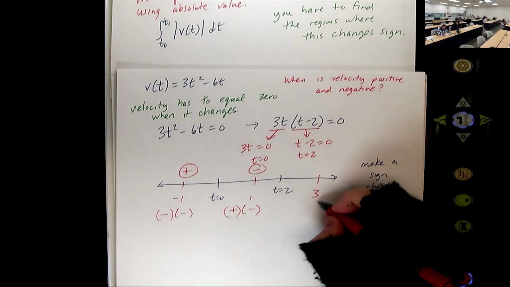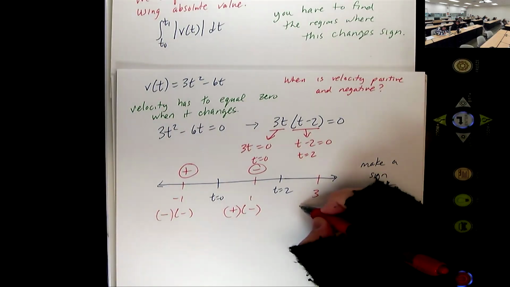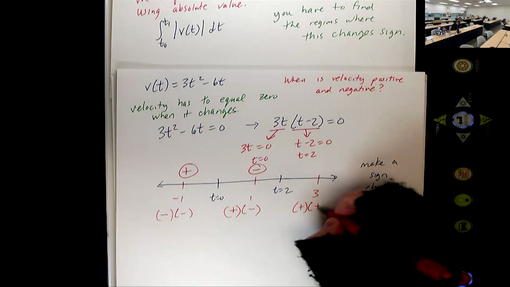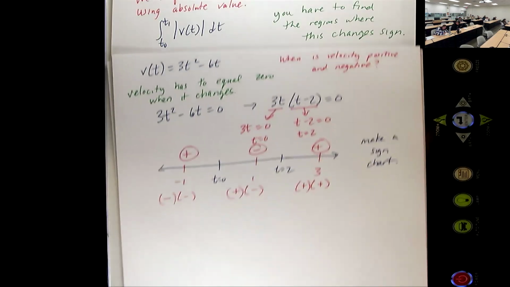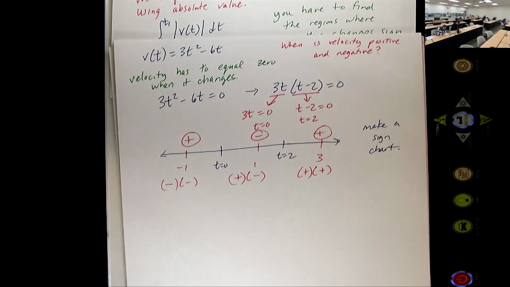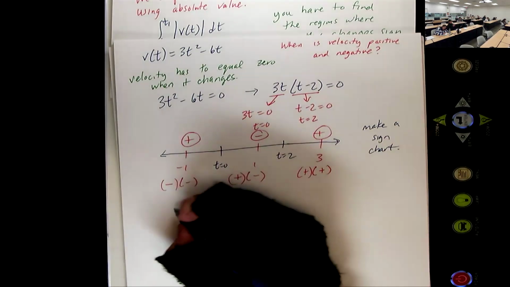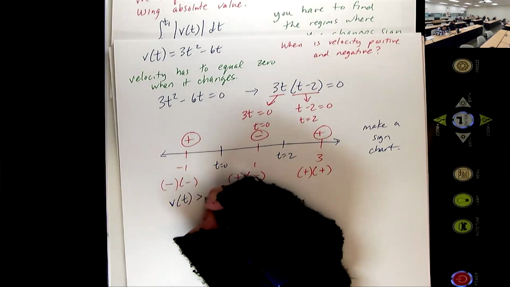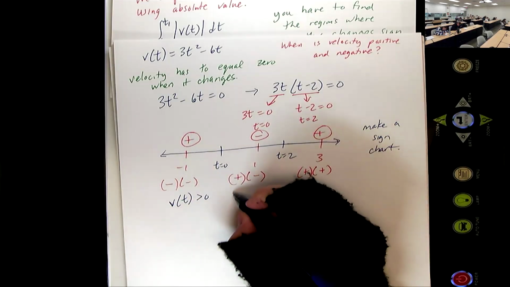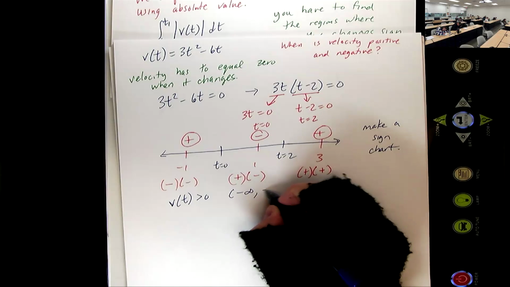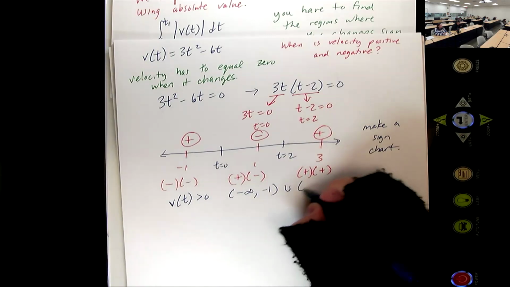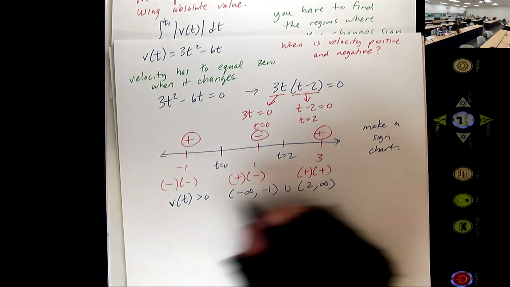And if I stick in 3, I've got 3 times 3 is 9, which is positive. And 3 minus 2 is 1, which is positive also. This region is positive. So v of t is greater than 0 for negative infinity up to -1, in union with 2 to infinity.